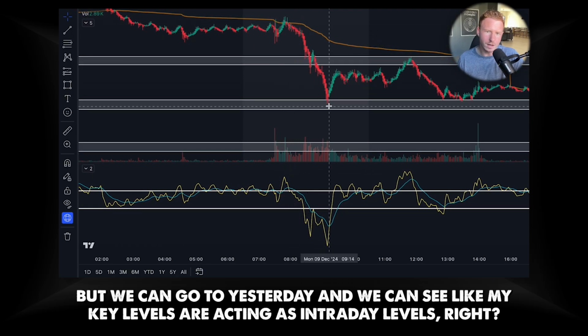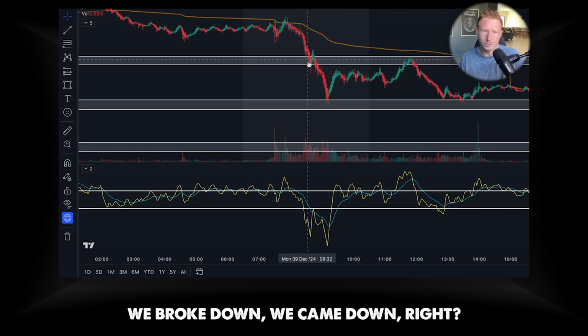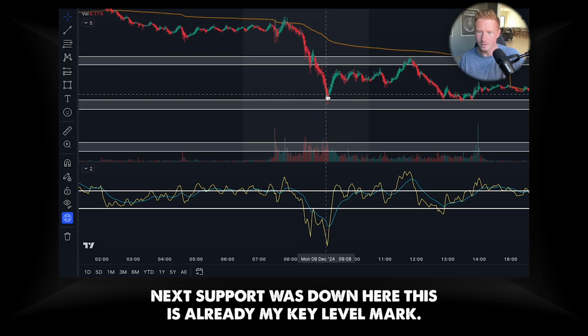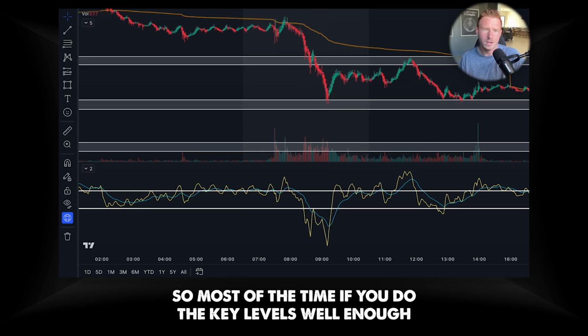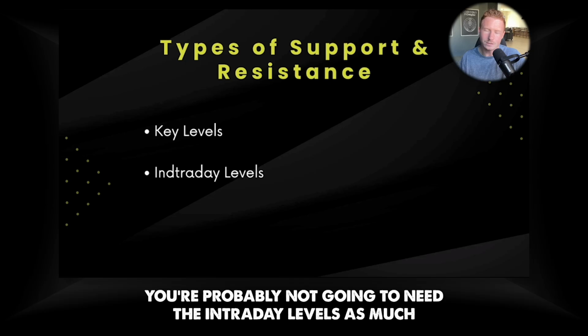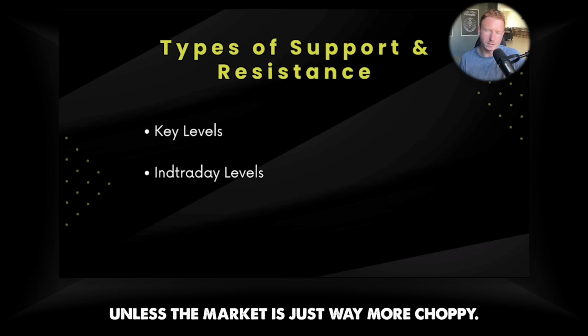But we can go to yesterday and see that my key levels are acting as intraday levels. We broke down, we came down, and this old support acted as new resistance. We fell off again. Next support was down here, and this is already my key level mark. So most of the time, if you do the key levels well enough, you're probably not going to need the intraday levels as much, unless the market is just way more choppy.